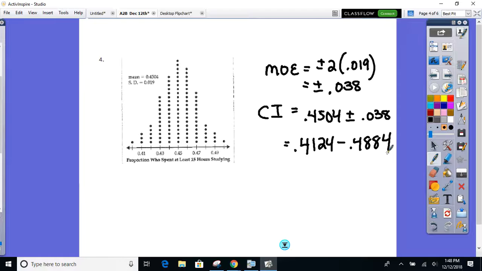I got a challenge question for you. The margin of error, that number we're getting, 0.038, do you think it would get bigger or smaller if I increase the number of people I sample? Correct. All right, the more people I sample, the closer I get to the mean. All right, good, good, good.